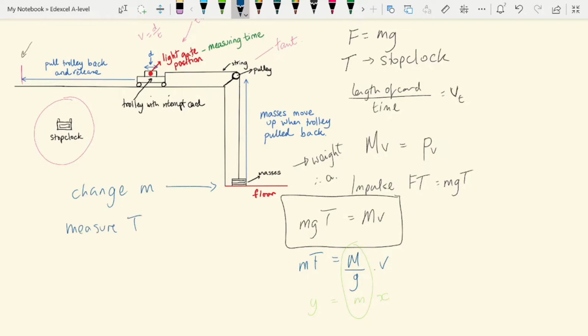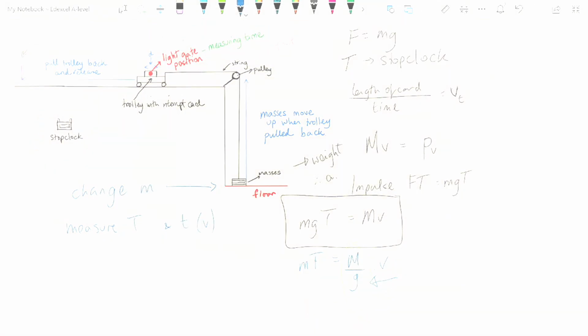So we're changing m, we are measuring capital T, that is the time taken on the stop clock, and we're calling it capital T to distinguish it from the small t, which is the time you get on the light gate. So we're going to measure T and we're going to measure small t in order to calculate v. Capital M is constant, so our gradient here should be a constant value giving us a straight line because capital M is constant and obviously g is constant.